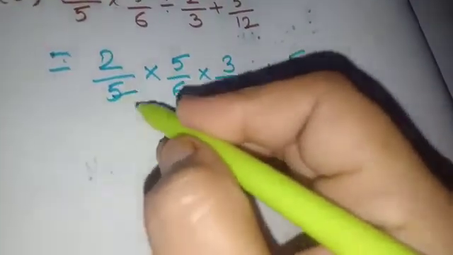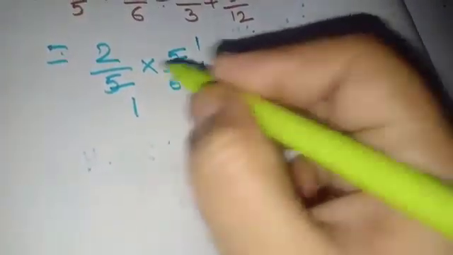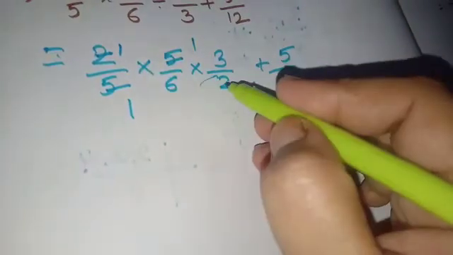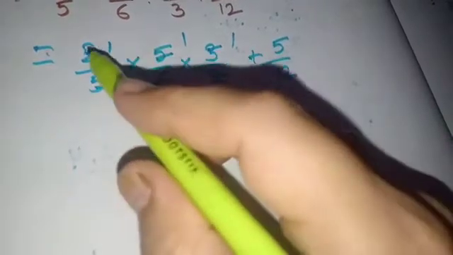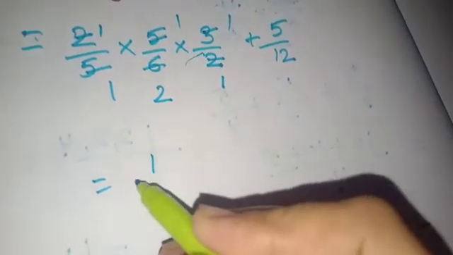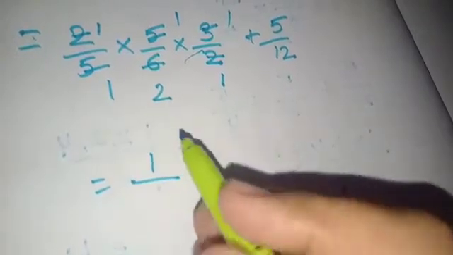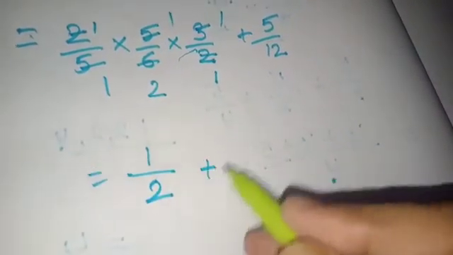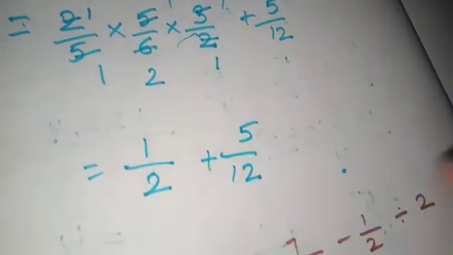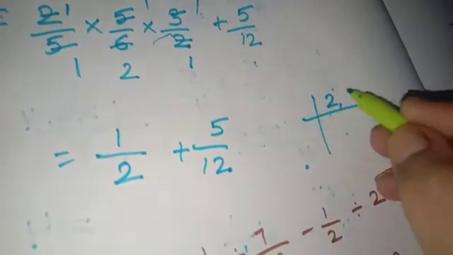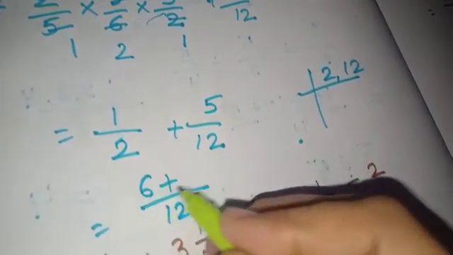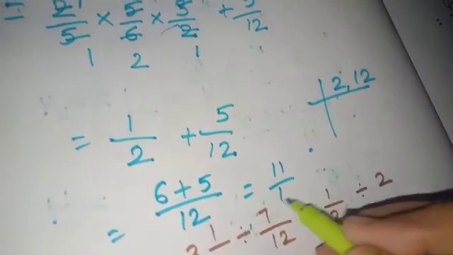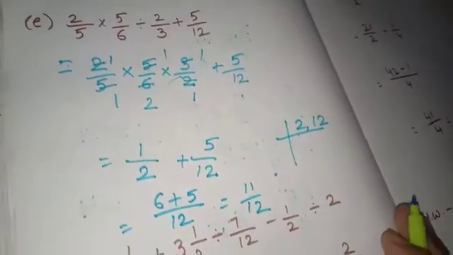Try to cancel. 5 ones are 5, ones are, 2 ones are 2, ones are, 3 ones are 3, twos are. 1, 1, 1, numerator will be 1 ones are 1 ones are 1, denominator 1 twos are 2, 2 ones are 2, plus 5 by 12. Okay, after this now we will find out the LCM. This will be 12 and here we will have 6 plus 5 and the answer will be 11 by 12. This is the E part. In the same way, F part.